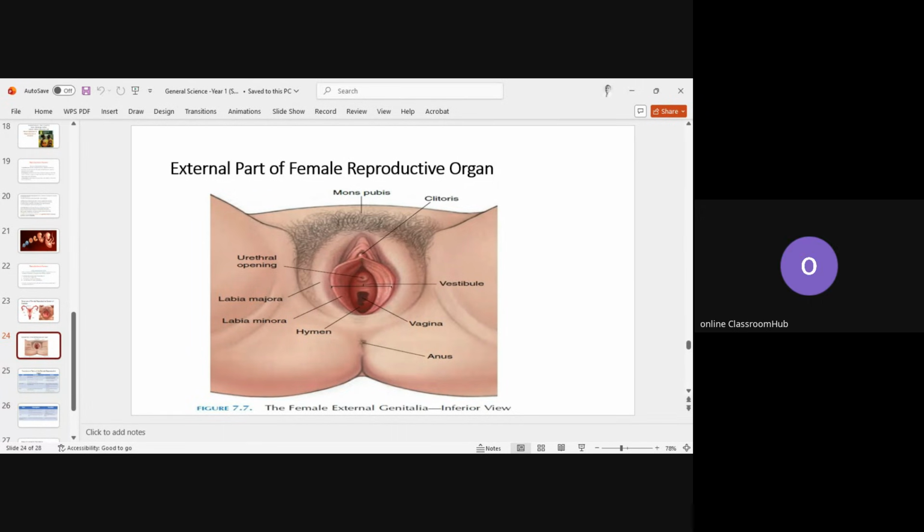All right. And then we have the hymen, and the vaginal tunnel is here. So this is the external structure of the female reproductive organ.